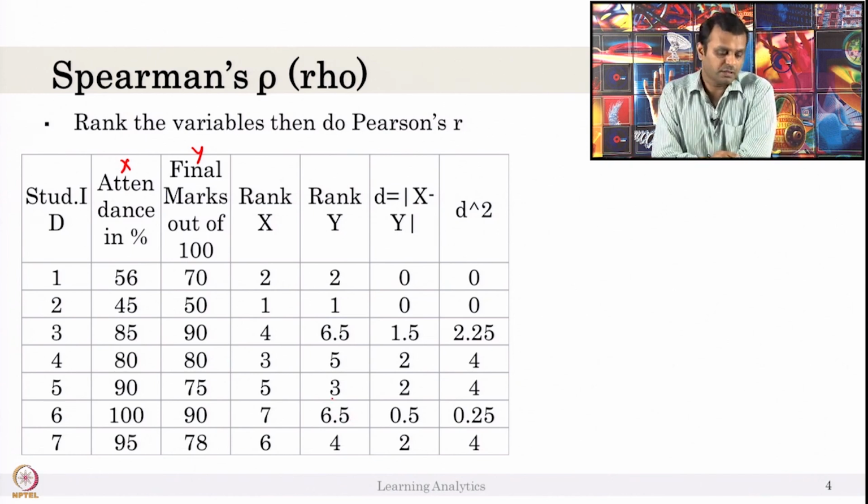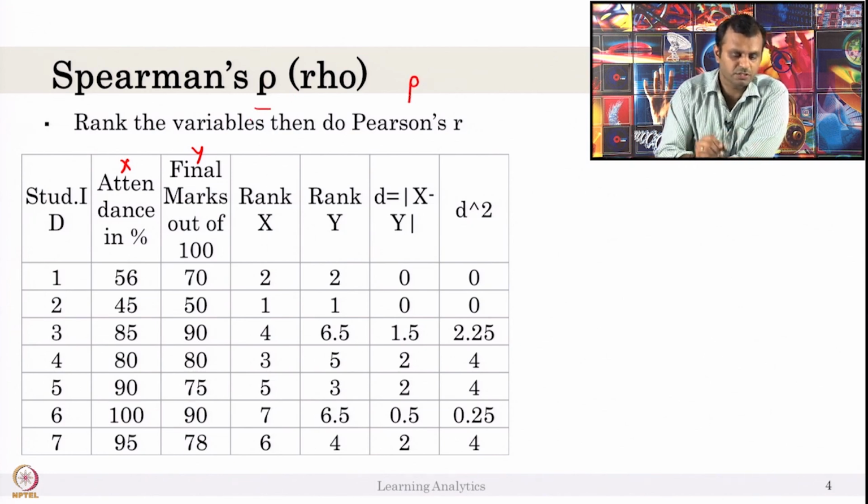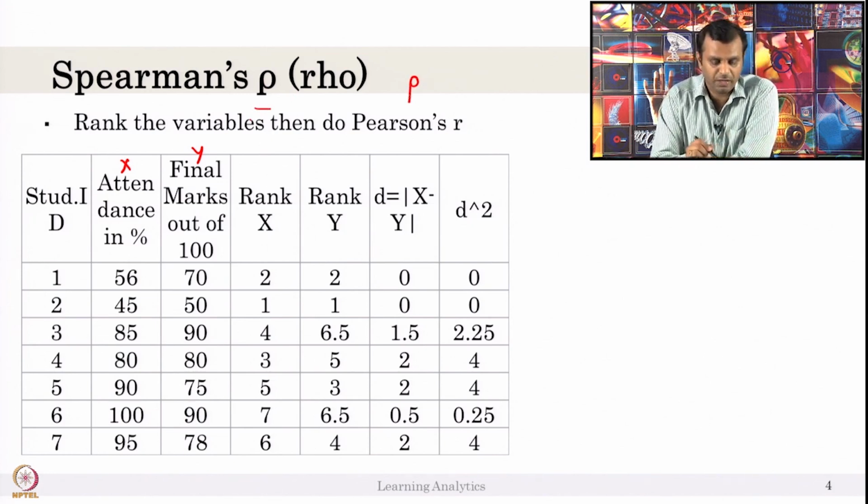Since we have ranked them, these variables are ranked. If you compute Pearson's r on these ranks, that gives you Spearman's rho. This is the symbol for Spearman's rho. Since I use a different font, it looks like that; otherwise, it's just a rho, with no line below it. Spearman's rho is the Pearson correlation computed on the ranks of the variables. It's very simple.